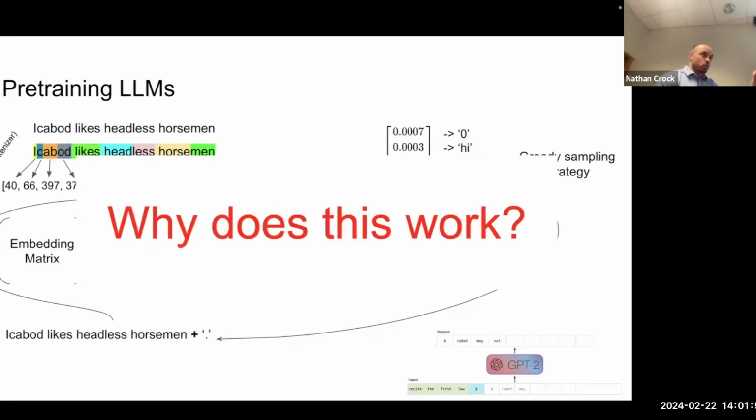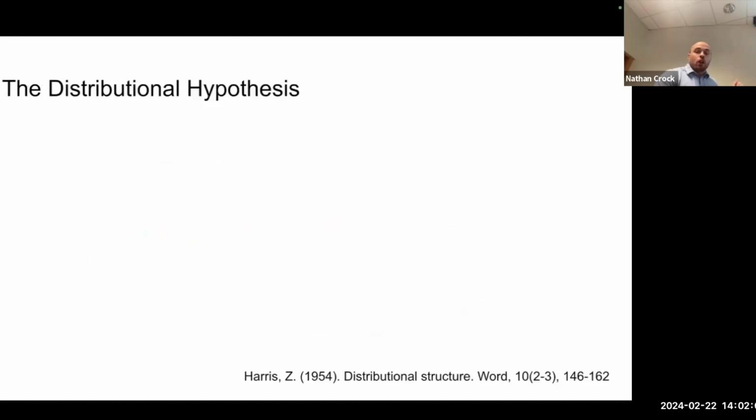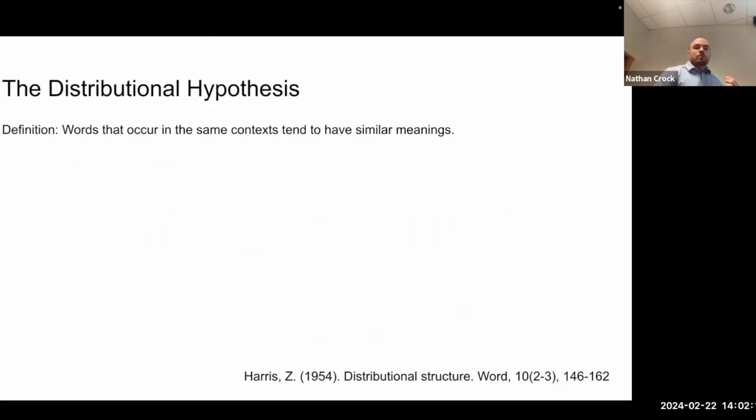Okay, so why does this work, to your question? Largely, it's the distributional hypothesis, which many of you may have heard of. It sounds like something more relevant to the reading research field. It's a 1954 idea. The fundamental definition is that words that occur in the same context tend to have similar meanings.